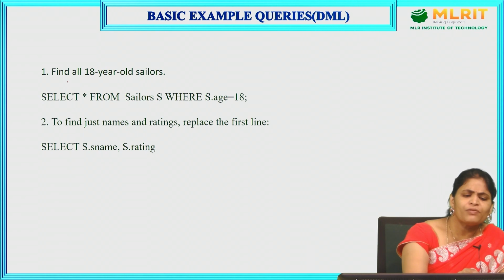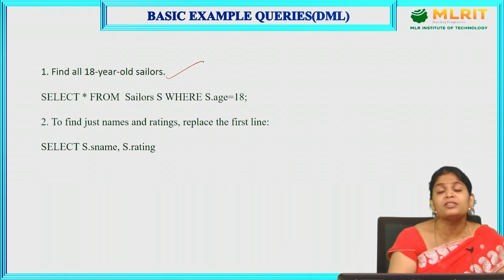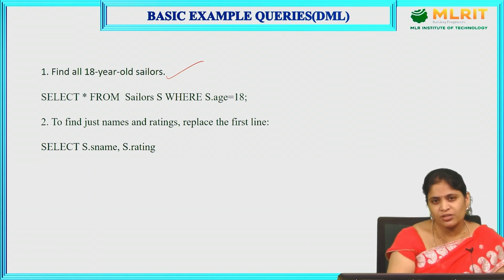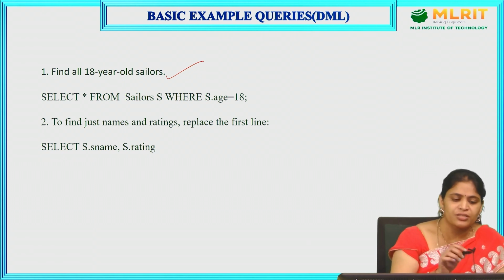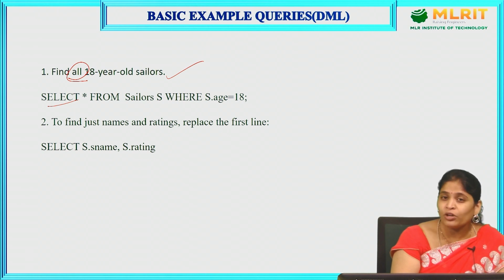Next, if we want to find all 18-year-old sailors, that means I want to represent all sailors whose age is 18, which I select with a select all, I want all information, the whole information.